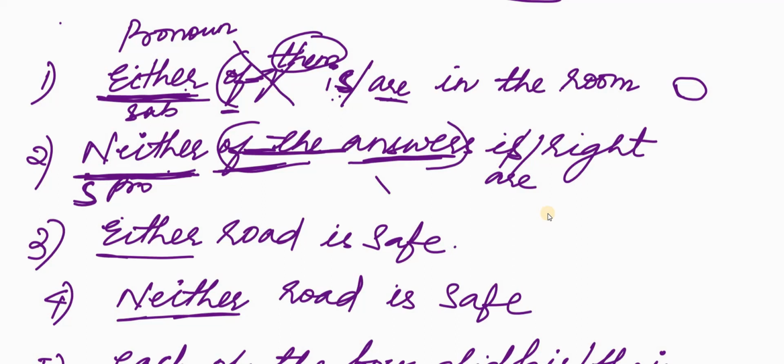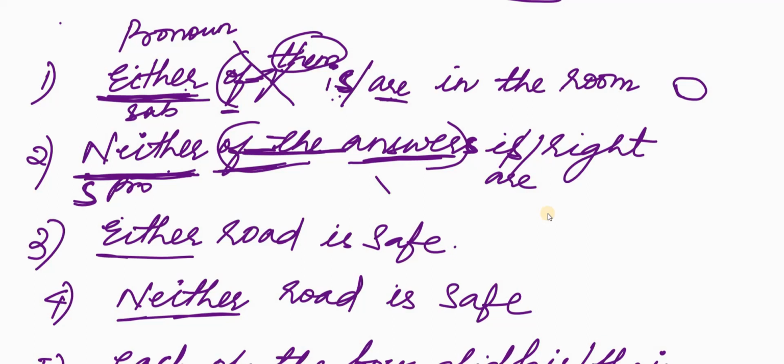Neither of the answers, irrespective of whether this is plural or singular, grammatically it is considered correct if you use a singular verb with the singular pronouns. Neither of the answers is right. However, in spoken English, people say neither of the answers are right. But grammatically, you have to say neither of the answers is right. Answer A is not right, answer B is not right. Hence, you are referring to them individually, one by one. Hence, you have to use the singular verb is.